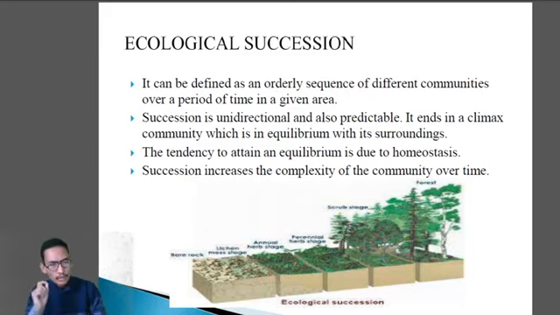So kindly note down this definition: an orderly and progressive replacement of one community by another till the development of a stable or climax community in a given area is termed as ecological succession. Okay, note down the definition.